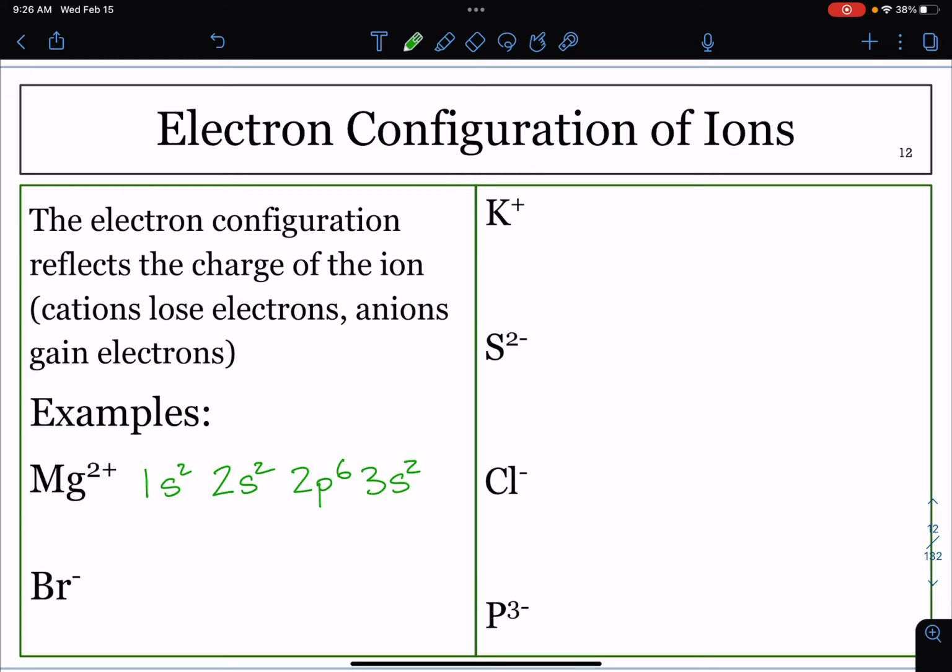When magnesium becomes an ion, it loses 2 electrons because it wants to lose its last valence shell that is not complete. So, these last 2 in the 3s2 subshell are lost. This is now the electron configuration for magnesium 2+. Now let's write the electron configuration for a bromine ion when it's neutral, and we're going to do an abbreviated electron configuration.